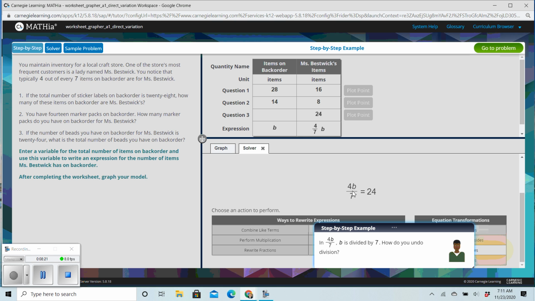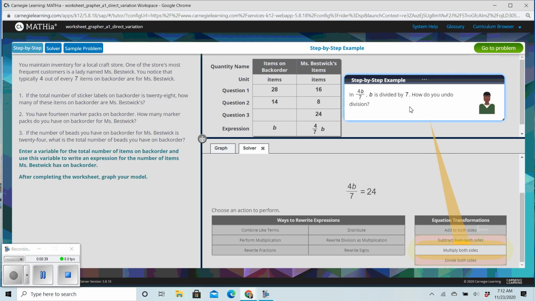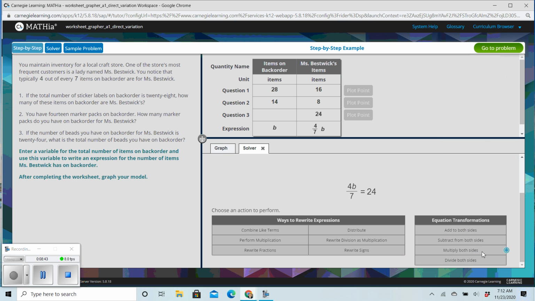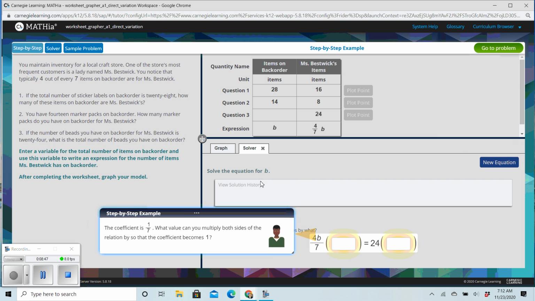equals 24. Because remember, this only equals the number of items Miss Bestwick sells or has on back order, and 24 technically doesn't represent the number of back order items. We've got to figure that out. That's b here. So in order to do that, we have to undo our division. Well, the only way to undo division is to multiply. So we're going to have to multiply both sides. Remember, whatever you do to one side, you do to the other.